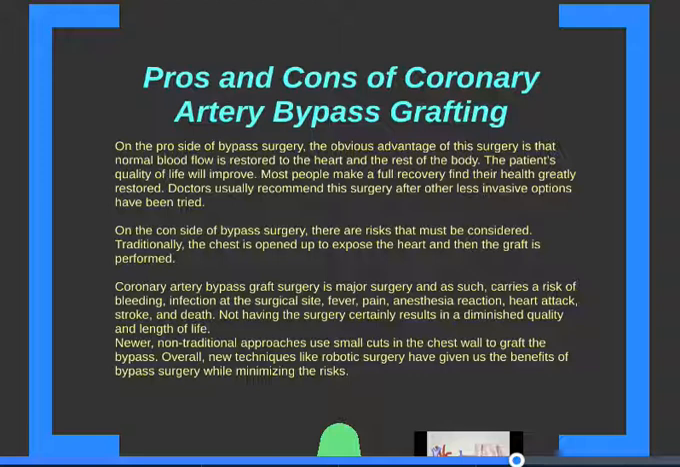On the downside of bypass surgery, there are risks that must be considered. Traditionally, the chest is opened up to expose the heart, and then the graft is performed. Coronary artery bypass graft surgery is major surgery and as such carries a risk of bleeding, infection at the surgical site, fever, pain, anesthesia reaction, heart attack, stroke, and death. Not having the surgery certainly results in a diminished quality and length of life. A newer non-traditional approach uses small cuts in the chest wall to graft the bypass. Overall, new techniques like robotic surgery have given us the benefit of bypass surgery while minimizing the risk.